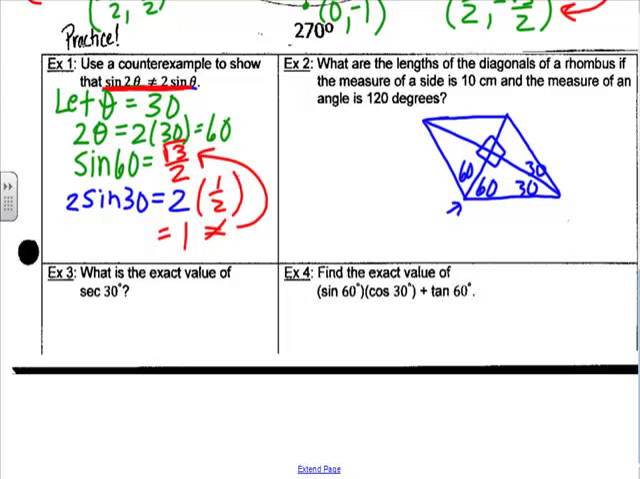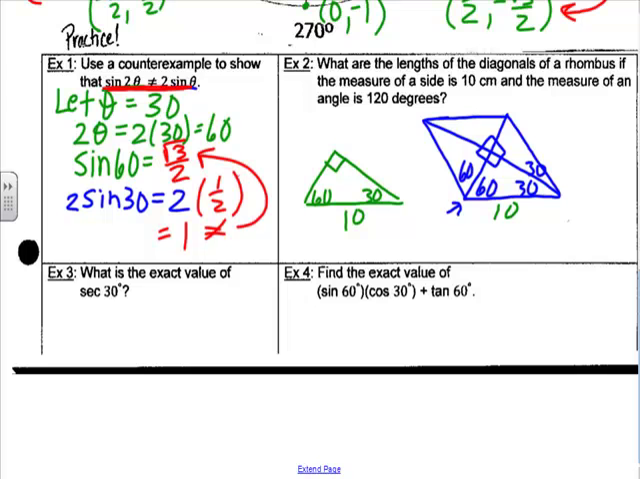What are the lengths of the diagonals of a rhombus? If the measure of a side is 10, there you go, the measure of a side is 10, and the angle is 120. So if I just for a second pull this bottom triangle out, I have a 60 and I have a 30 and I know this is 10, this is where we need to start just sort of feeling this.